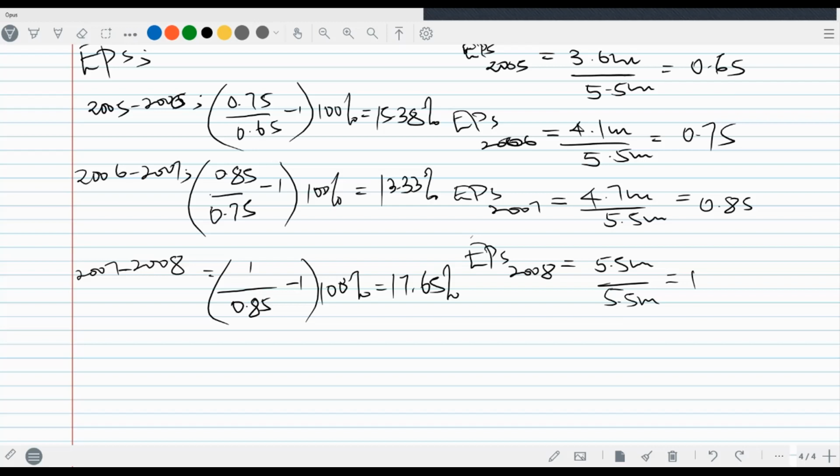However, we can make a comment that from 2005 to 2008, this company seems to be achieving a continuous growth in the earnings per share. Because you can see that in 2005 to 2006, it was 15.38%, there's a growth. In 2007, the growth slightly dropped, 13.33%, but still it's growing. And in 2008, the growth is even greater than the previous year, 17.65%. So the company seems to have a continuous growth in earnings per share, something that we can say is a positive impact, something definitely good.